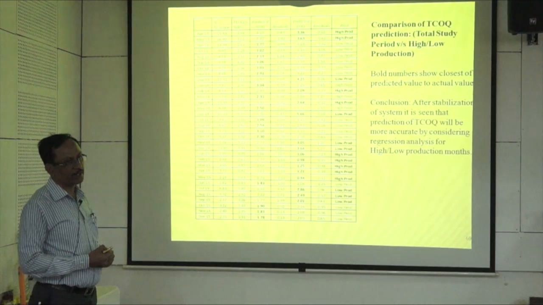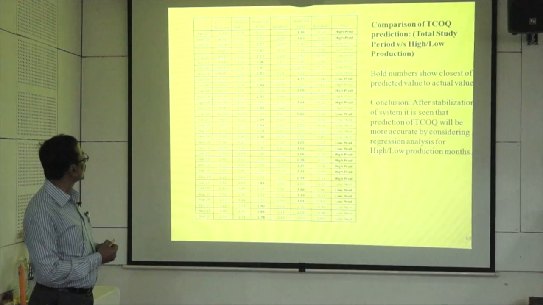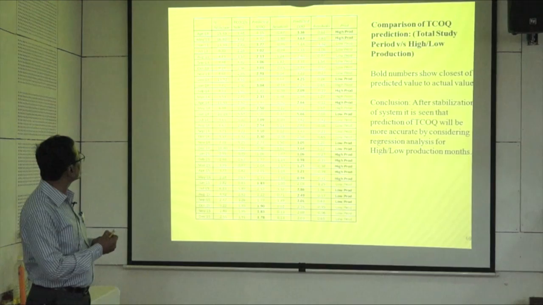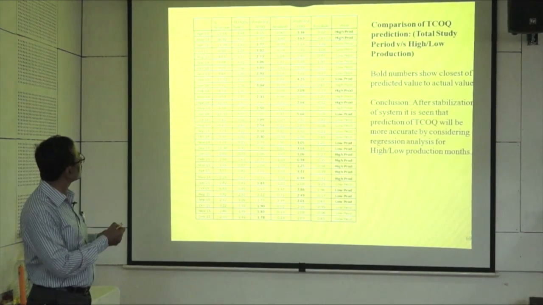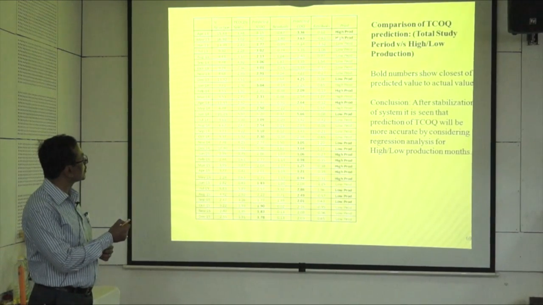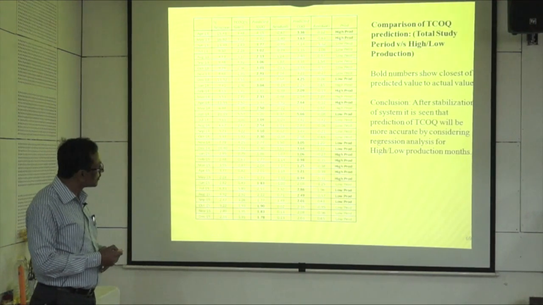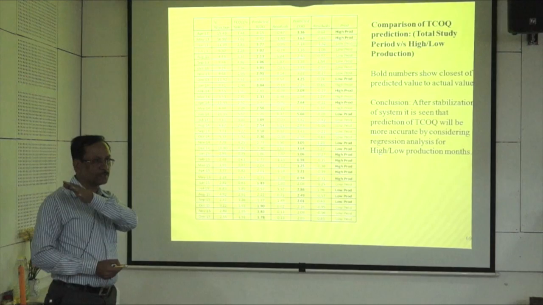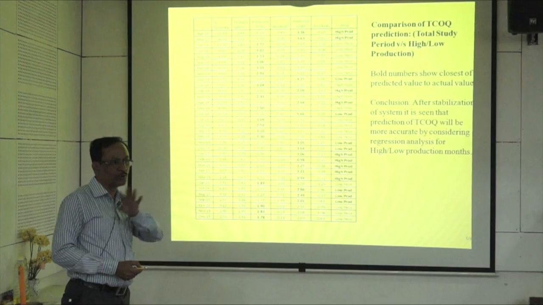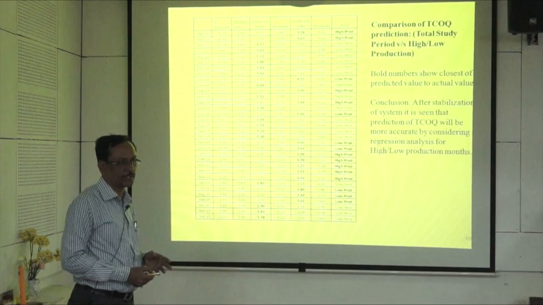Now this is a final table where we can have a comparison. Here these are the predicted values of total cost of quality. These are also predicted values of total cost of quality, but these are predicted based on the total period. And these are based on a high or low, depending upon which month. And then I have put these bold things. So you will find that once the system gets stabilized, then it is better. Whenever there is a seasonal fluctuation in the industry, you have to bifurcate the data in high production and low production months, and accordingly we try to find out the trend analysis. That will be much better.